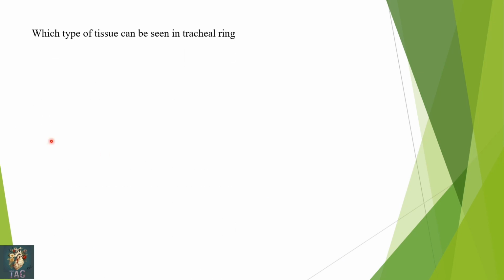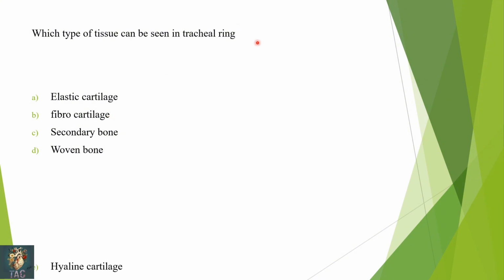Next question is, which type of tissue can be seen in the tracheal ring? It may be elastic cartilage, fibrocartilage, secondary bone or woven bone. So basically the tracheal ring consists of hyaline cartilage. Basically it is the hyaline cartilage which forms the rings of the trachea.